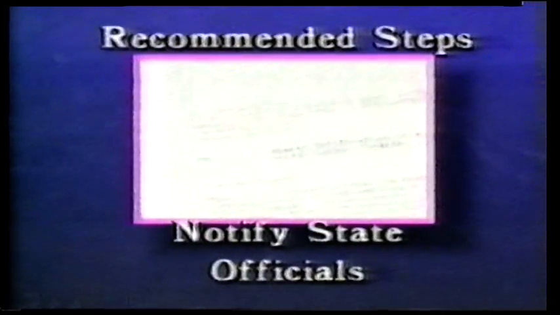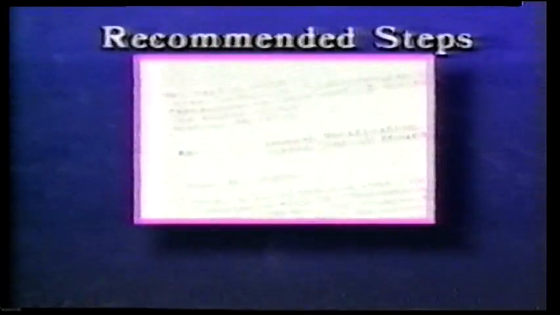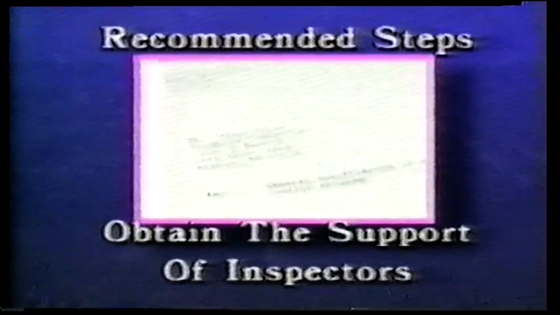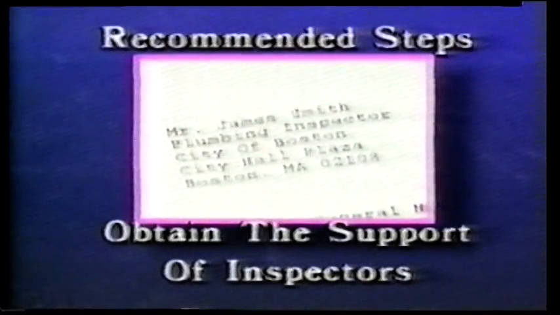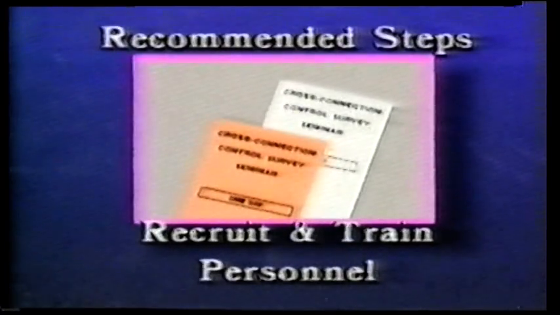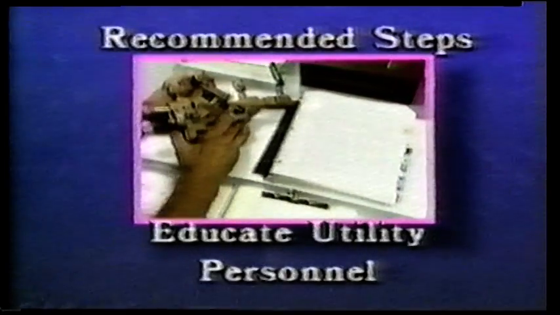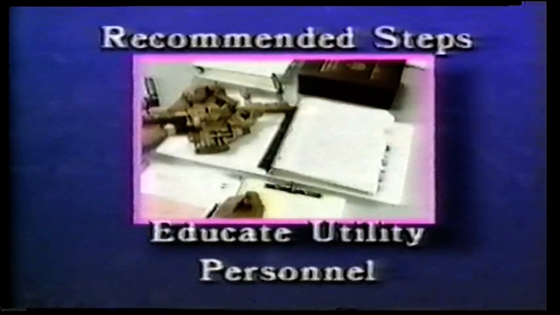Notify state officials and state agencies of the intent of the town or city to conduct cross-connection control surveys. Obtain the support and cooperation of local plumbing inspectors. They should be involved in the groundwork stages and be available for consultation. Recruit and ensure training of professional cross-connection survey personnel. Educate all water utility personnel regarding the potential health risks of cross-connections and the basic components of a cross-connection survey.